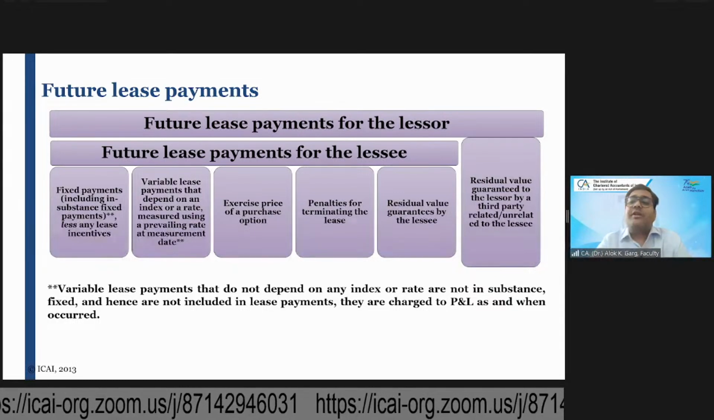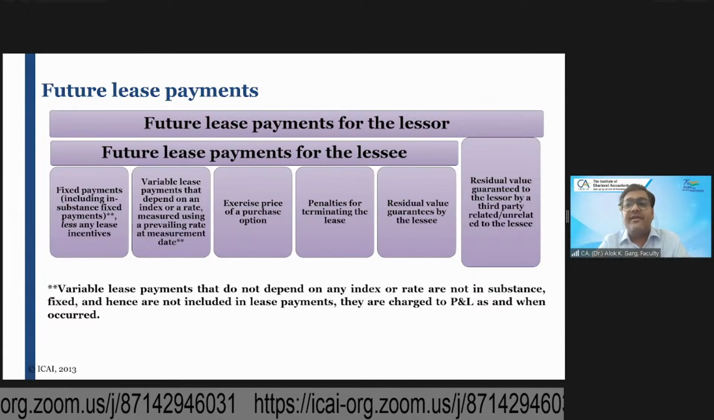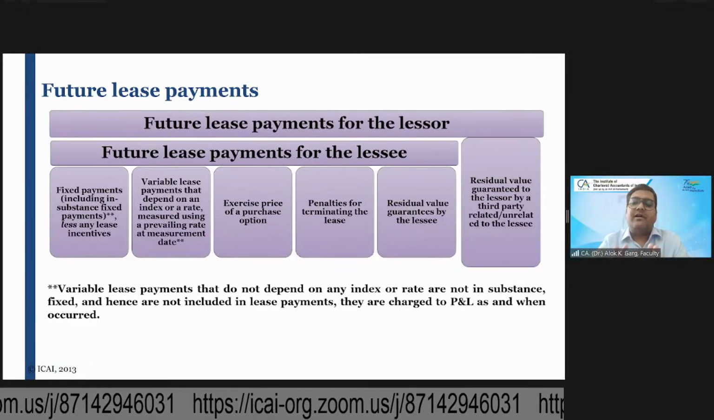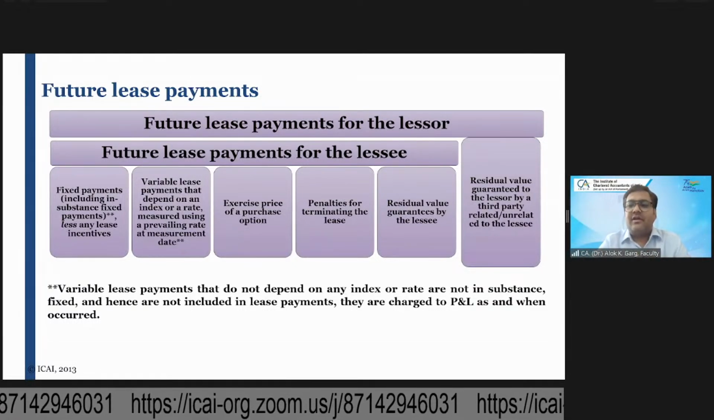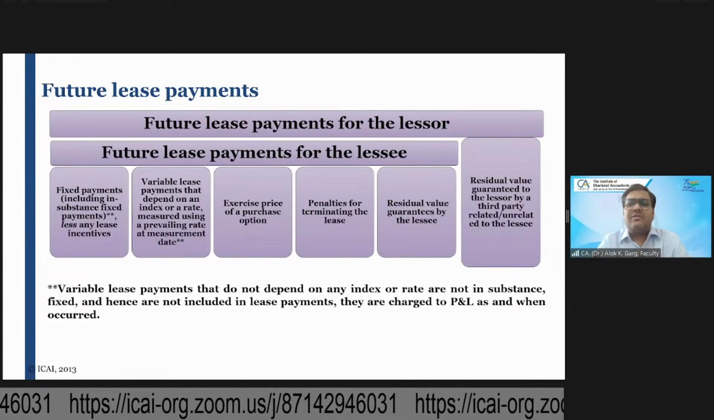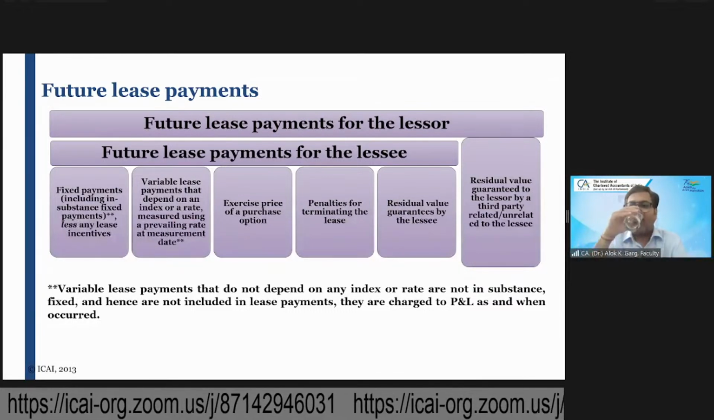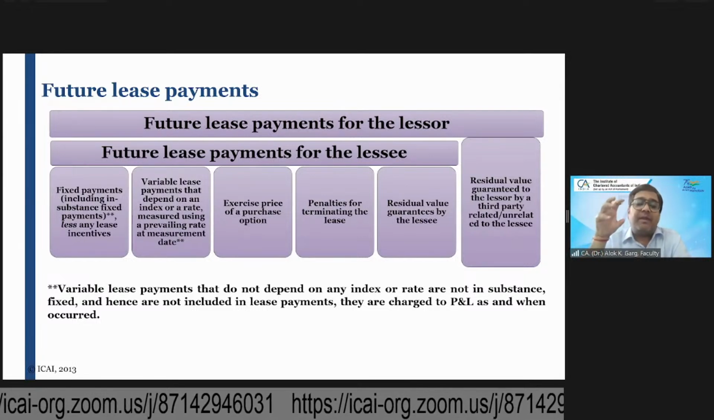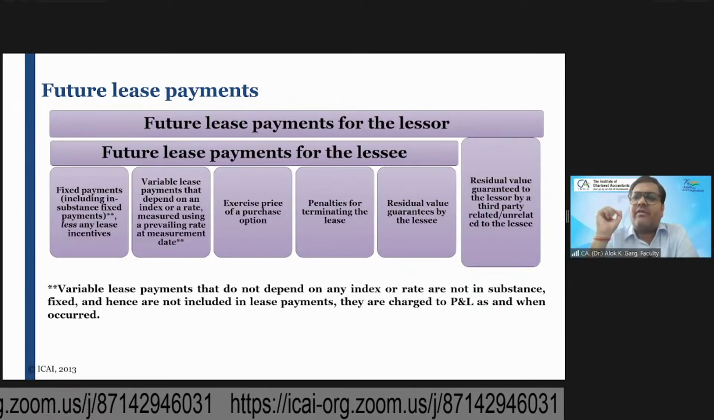The lessor will also demand some residual value guarantee from the lessee. You have to guarantee me that at least I'll get 5% of the cost as a residual value. If you terminate the contract early, you have to pay the penalty also, correct? These things happen in real life scenarios, and these are the aspects which are captured in the lease payments in the lease contract.